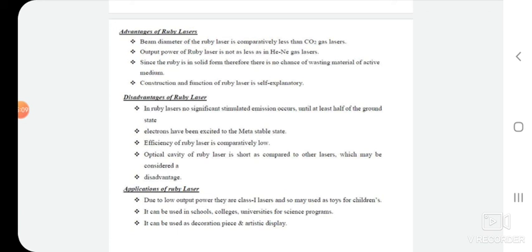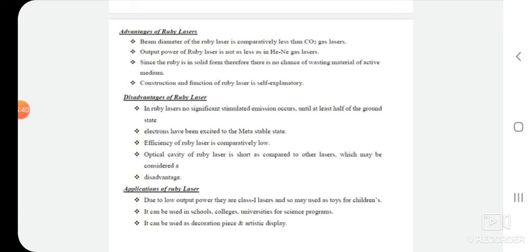So, what are the applications of ruby laser? Due to low output power, they are class 1 lasers and so may be used as toys for children. It can be used in schools, colleges, universities for science programs. It can be used as a decoration piece and artist display.